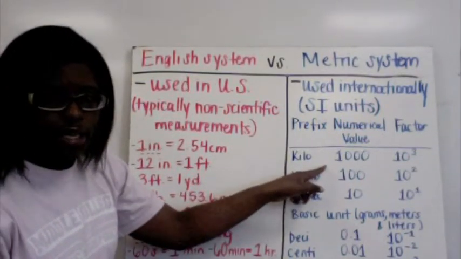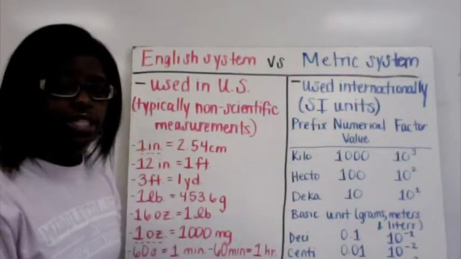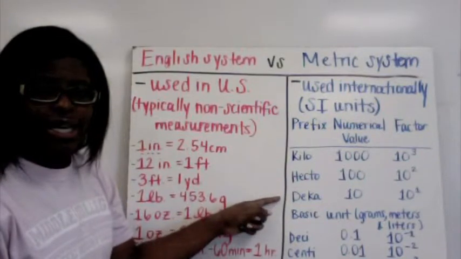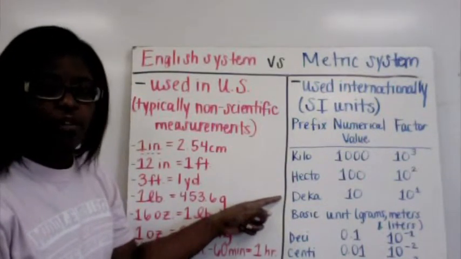The prefixes start with kilo. Kilo has a numerical value of 1,000. The factor is 10 to the third. Hecto, 100, 10 to the second. Deca is 10, and it's 10 to the first power.